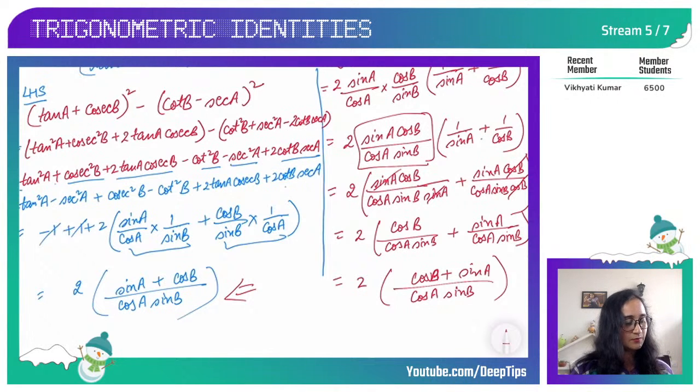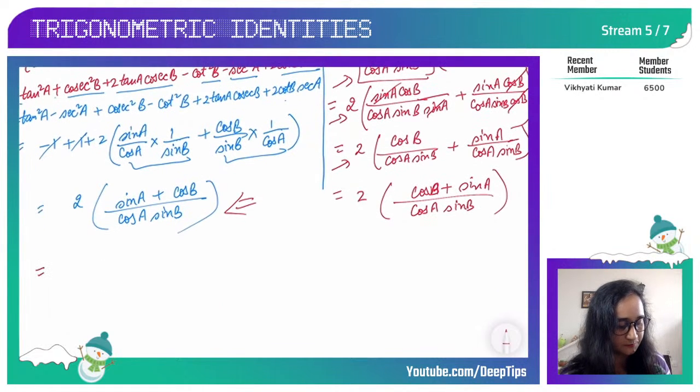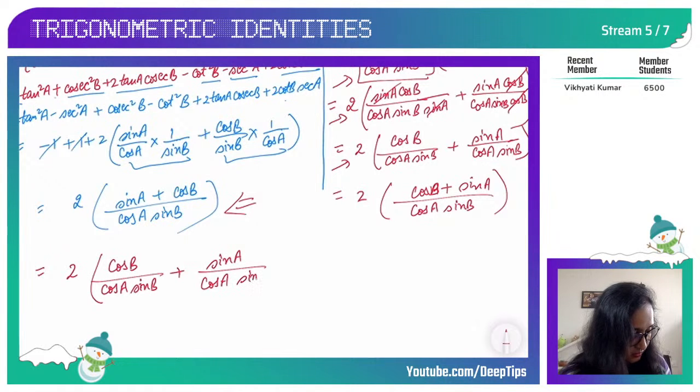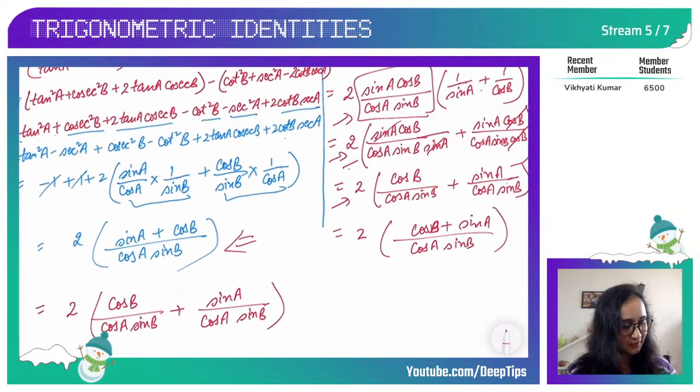So that means I need to write these 3 steps in reverse and I get what is there on RHS, right? So if I start copying down these steps further here, it is just saying that you should rearrange cos B and sin A and write here cos B upon cos A sin B plus sin A upon cos A sin B. Yeah. Now next step. What is the next step that I should write? I should copy this step now.